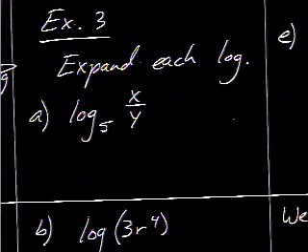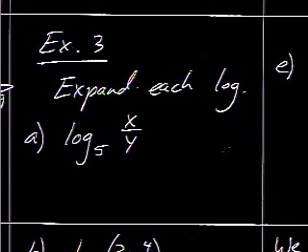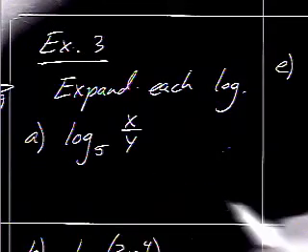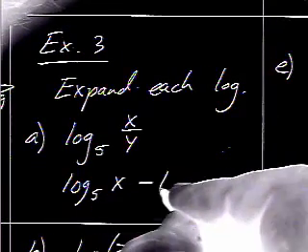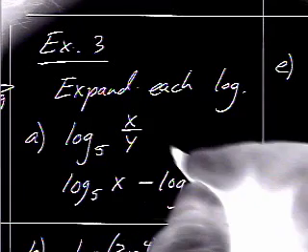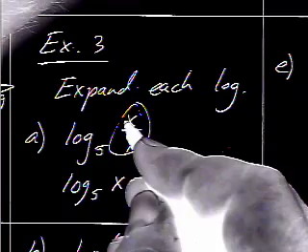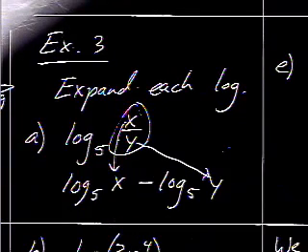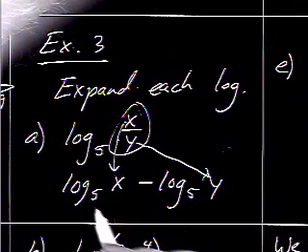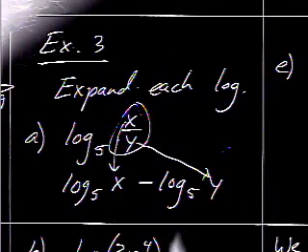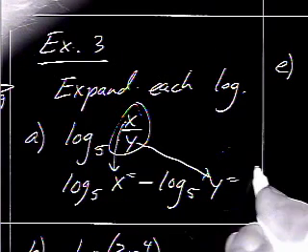Next, you're going to be expected to write things in expanded form. So I'm going to use, in this case, the quotient property to expand this into log base 5 of x minus log base 5 of y. In other words, we're taking this and splitting it apart. The numerator goes here on the left and the denominator on the right. And that is in expanded form. All of the arguments have an exponent of 1, so we're good right there.